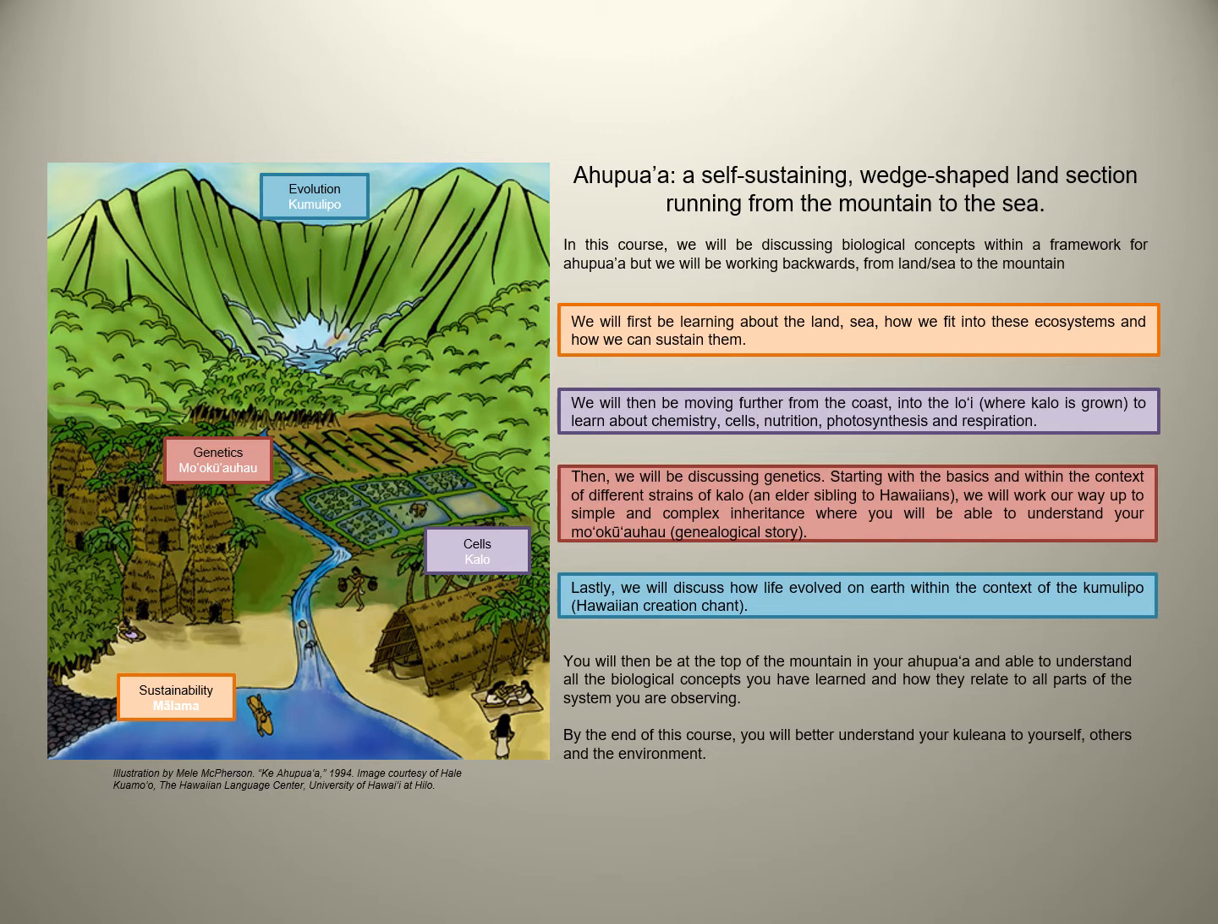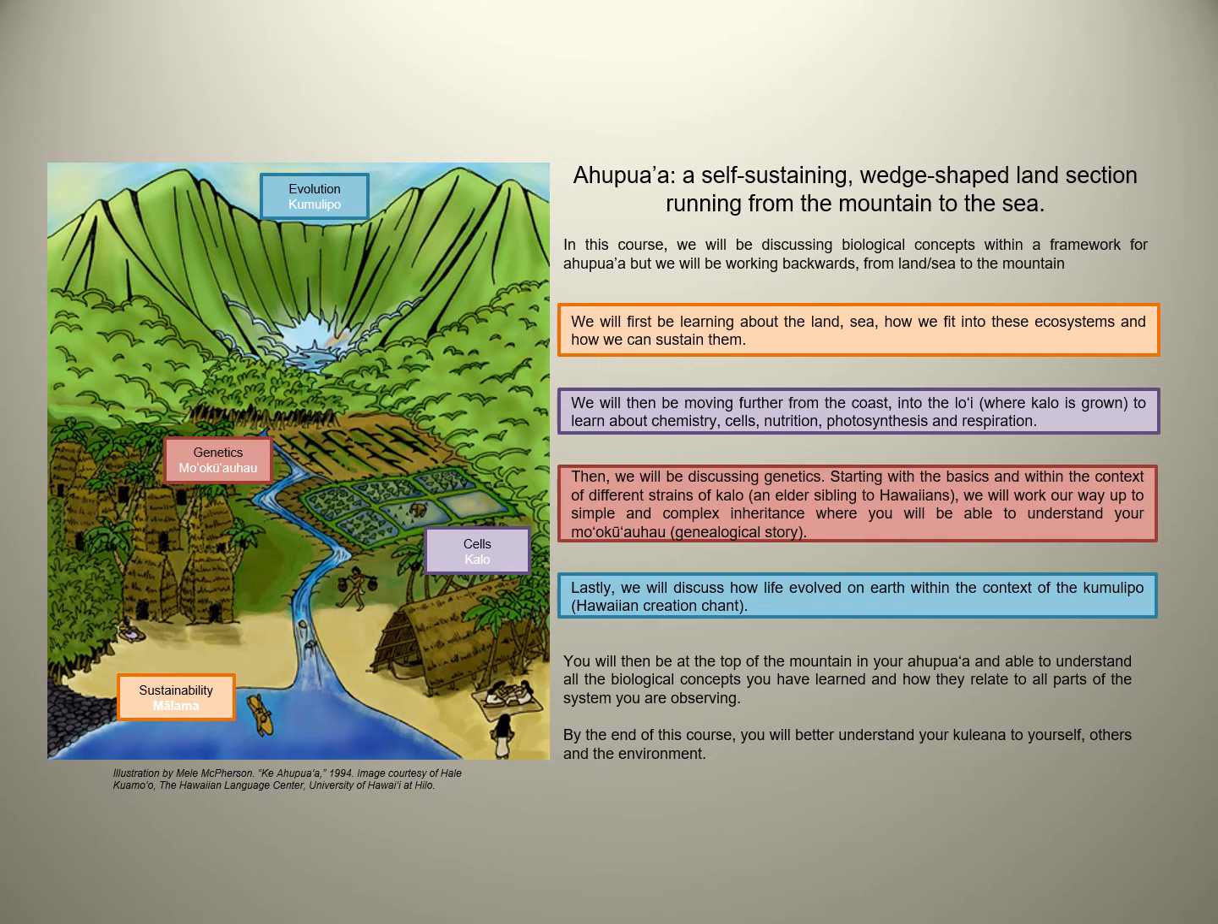We learned more about the building blocks of life, starting with cells and working our way up, and that was in the kalo fields. And then we just covered genetics. You guys ended with your genealogy, mo'oku'auhau, and now we're kind of up at the top. So we're looking over everything that we've learned already. We're looking at how everything's kind of interconnected, and we're ending with evolution.